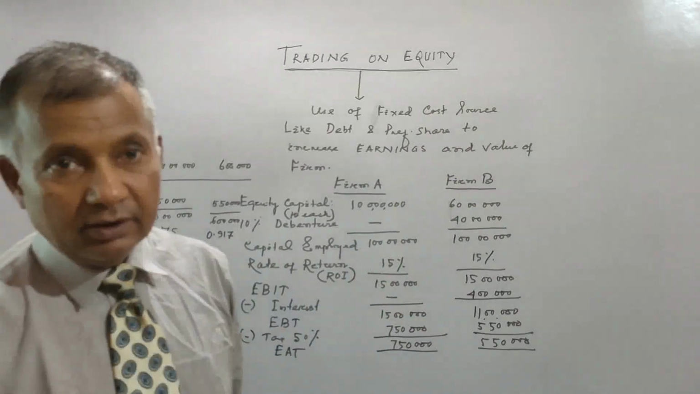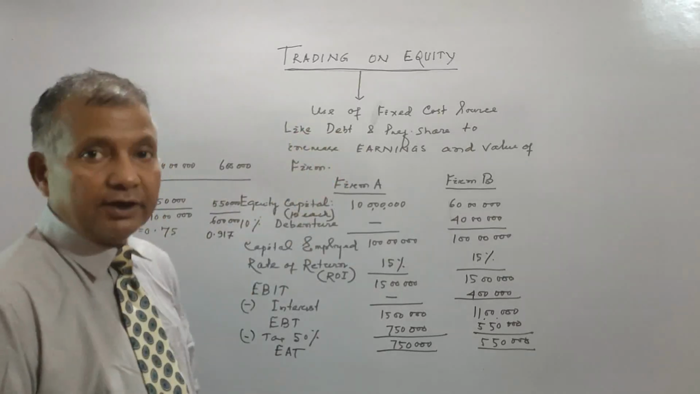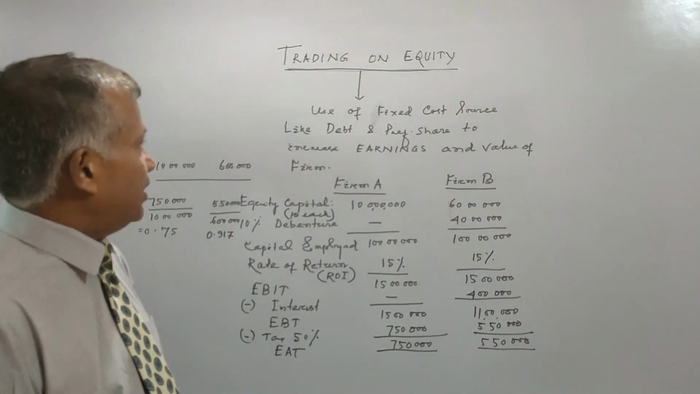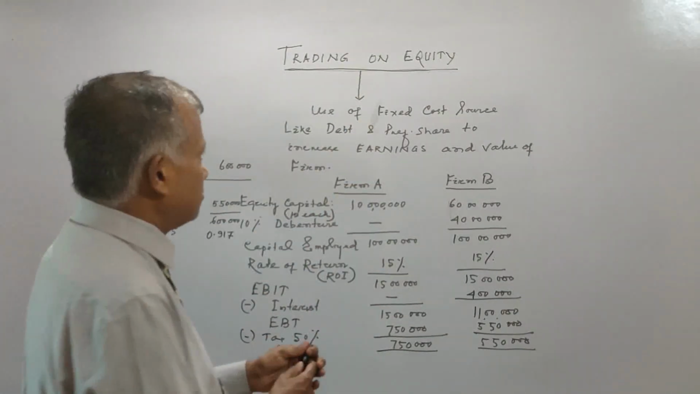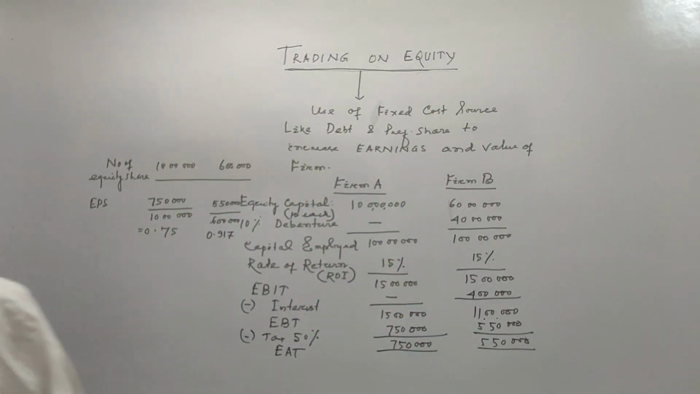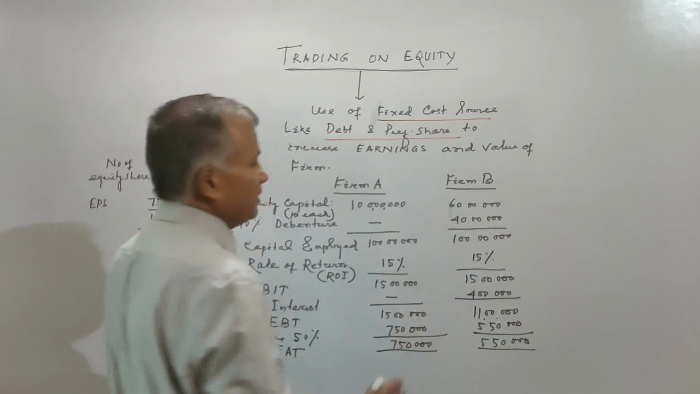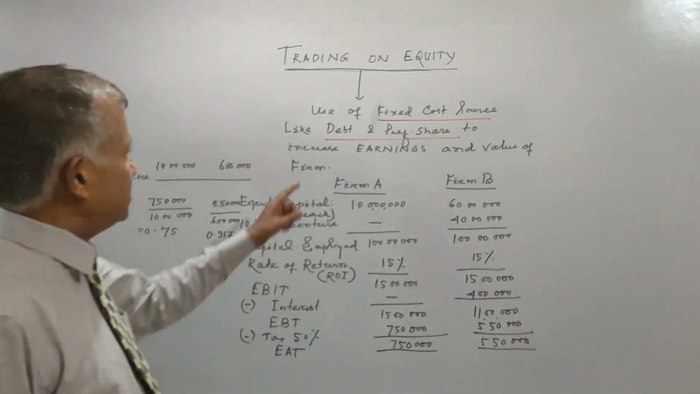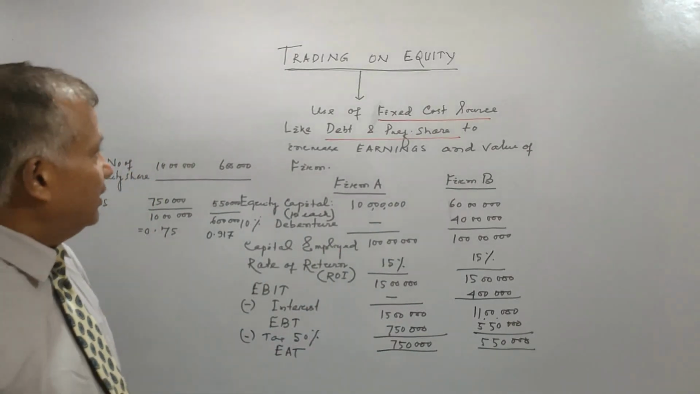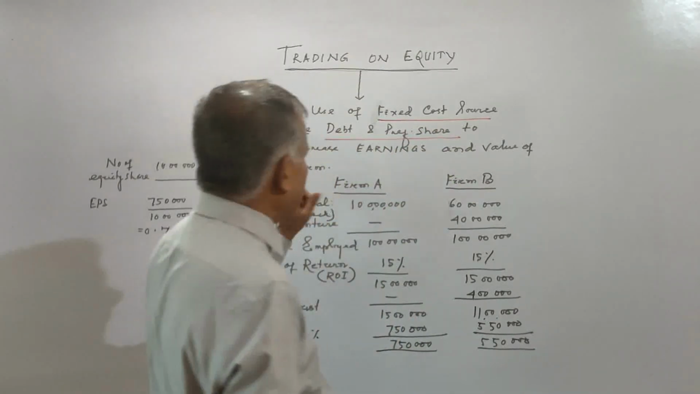Let us discuss in detail what is the use of the word trading on equity. Exactly, trading on equity means use of fixed cost source, like debt, which means maybe preference share, maybe debenture, maybe your term loan. It is the use of fixed cost source to increase earnings and value of the firm.